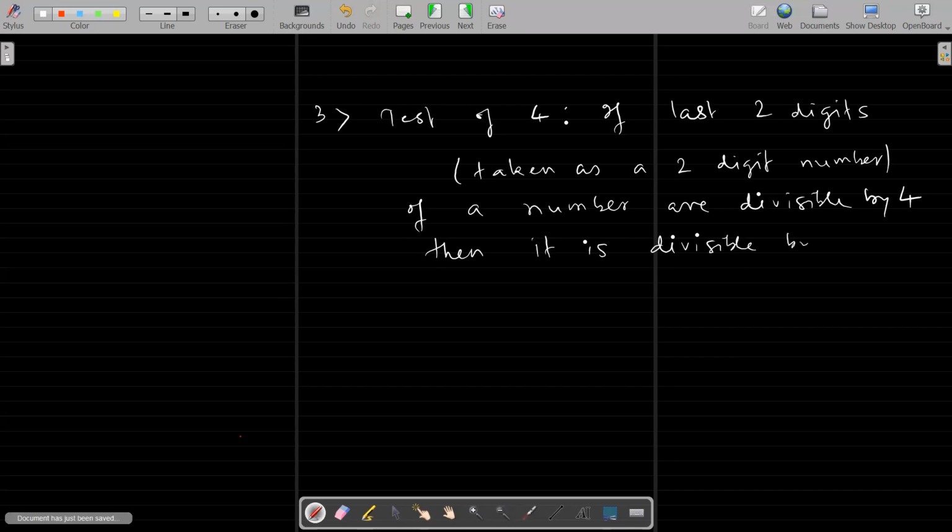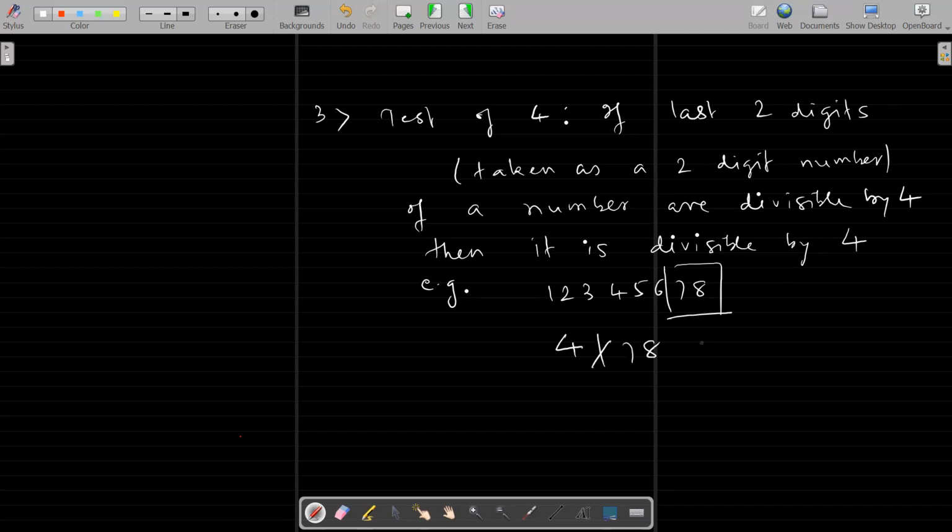Sir, can you say for 5? Just a minute, let's complete the test of 4. So for example, let's stick to the same number, 1, 2, 3, 4, 5, 6, 7, 8. Is it divisible by 4? You have to focus on the last 2 digits. It is not divisible by 4. In fact, 4 does not divide 78, and hence 4 does not divide 1, 2, 3, 4, 5, 6, 7, 8.